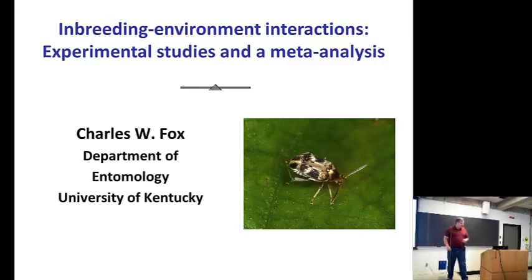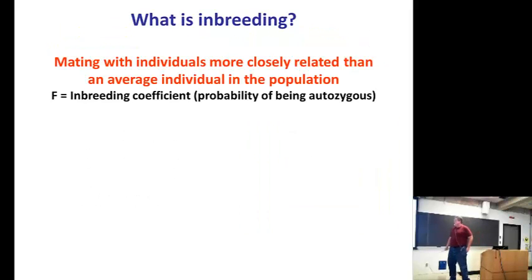And anyways, today I'm going to talk about, as the title says, inbreeding-environment interactions. I'm going to mostly talk about some work we've been doing with a model system, this beetle you see here. I'll tell you a little bit about the beetle and why we work on it in just a minute. So I should start off by talking about what we mean when we talk about inbreeding.